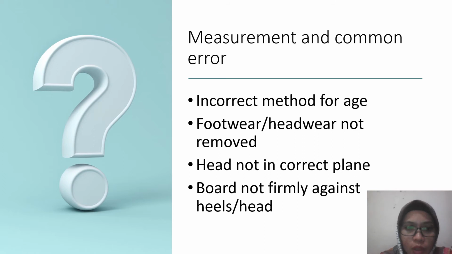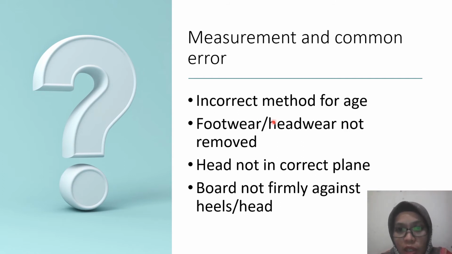Okay, now what are the errors that often occur when taking measurement? First is incorrect method for age. Someone is often wrong in calculating age. This is very important because the instrument used depends on age, as we know, like infantometer for child under 2 years old and microtoise for child over 2 years old.